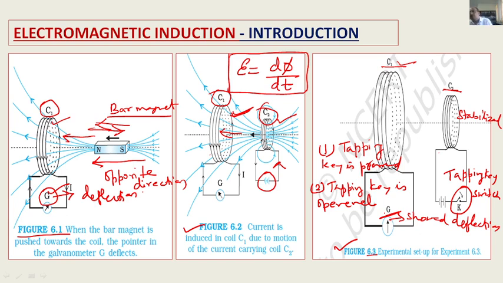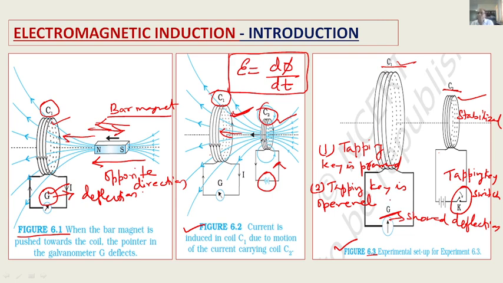in the first few seconds. So that shows that when the tapping key is pressed, and till the time taken by the current to get stabilized here in coil C2, there is an induced EMF in coil C1. The moment current has got stabilized in coil C2, the galvanometer showed zero deflection in coil C1.